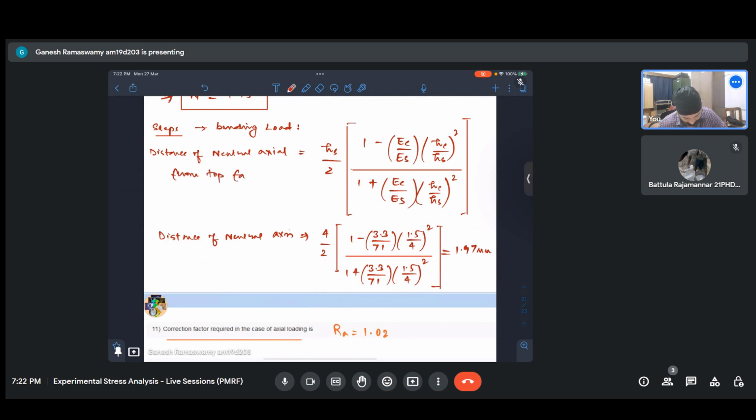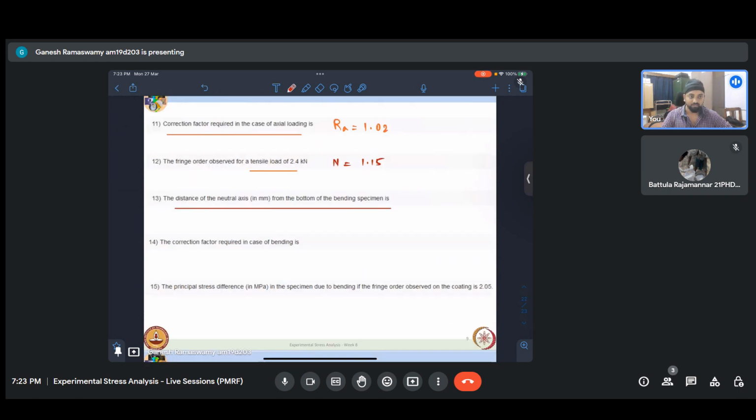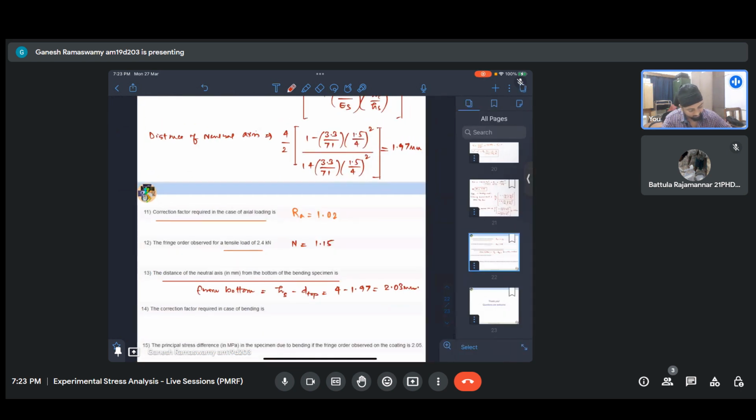So we know that from the bottom face it will be thickness minus this thing. It comes out to be 2.03 mm. The correction factor required in the case of bending is asked. Again, it's plug and evaluate.